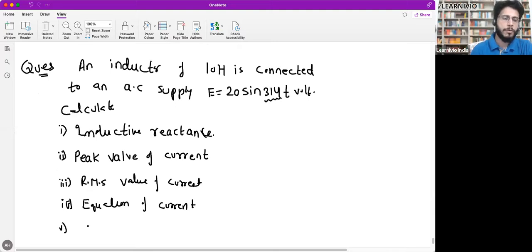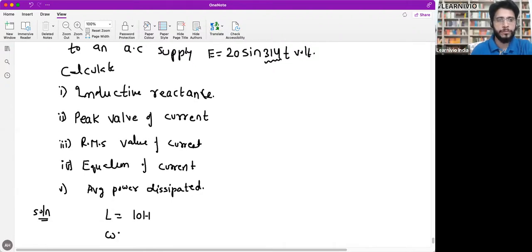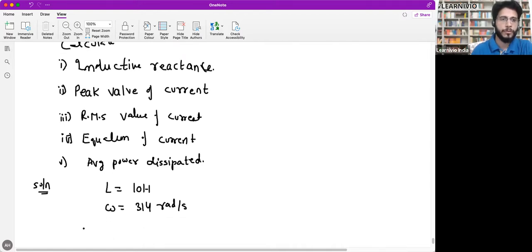And the last part, average power dissipated. Then we need average power dissipated. So inductance is 10 Henry. Omega is 314 radian per second.